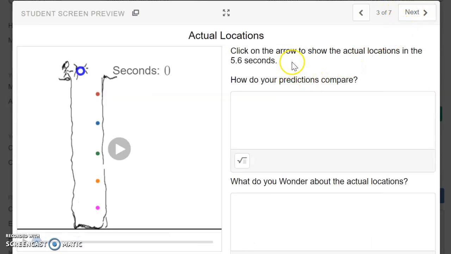Alright, and then click the arrow to show the actual location in the 5.6 seconds. Okay, so the points are at very different places, aren't they? How does your prediction compare? I was pretty off. What do you wonder about the actual location? It seems like it doesn't go very far the first second, and then the distance it travels seems to be increasing each second.